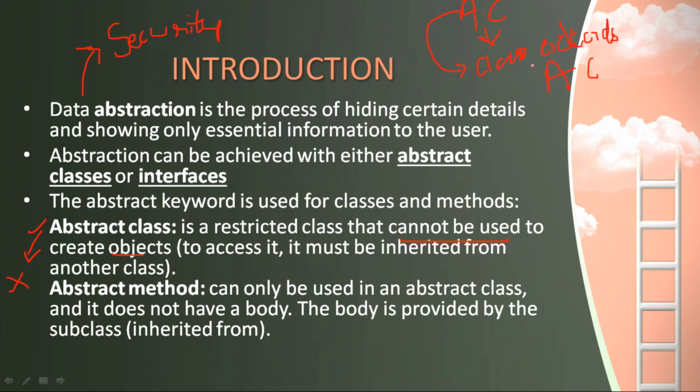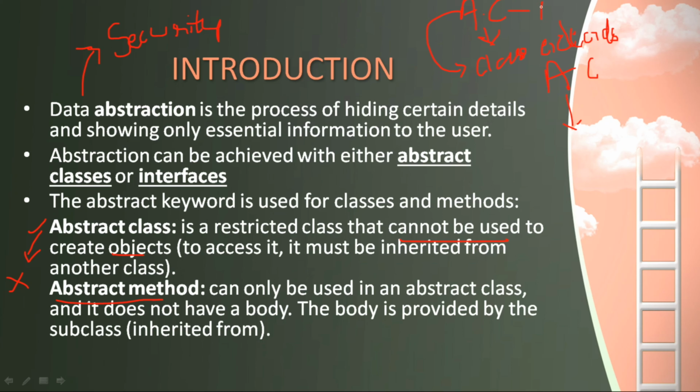such that the object can be declared for the abstract class by using this extended class. The abstract method can only be used in the abstract class. The body is provided by the subclass. So when an abstract method is declared inside an abstract class, this abstract method doesn't contain any body. The body is entirely provided in the inherited class.